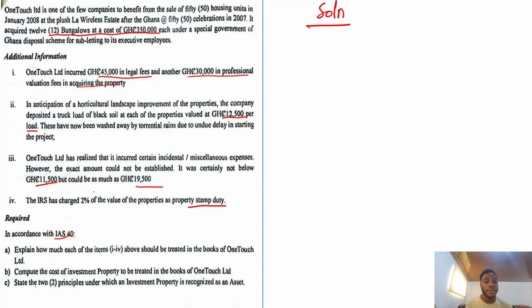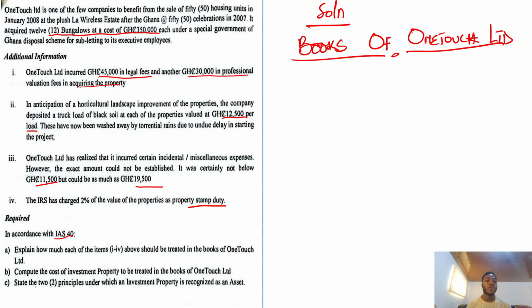A says that we should explain how each of the items I to IV above should be treated in the books of One Touch Limited. Let's not forget, the name of the company is very important. Books of One Touch. Focusing on A, I'm not going to write it, but I'll explain it.